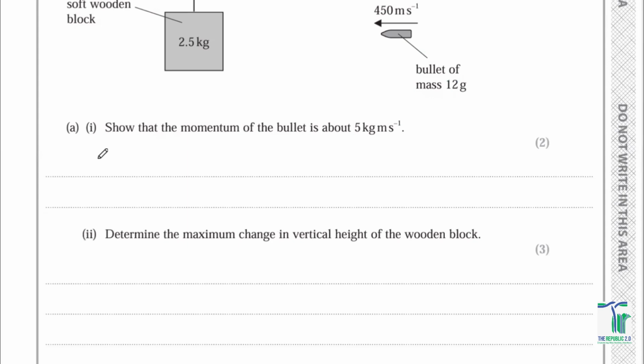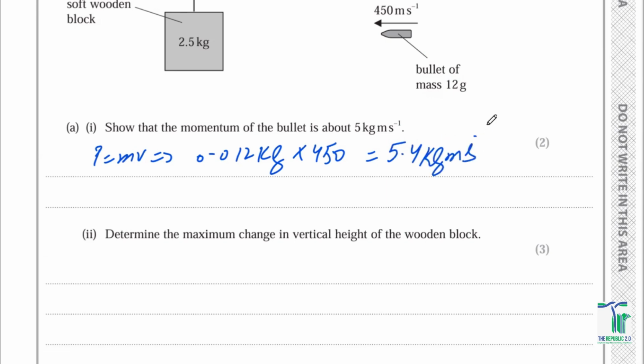So yeah, that's quite easy. p equals mv. You can see that your mass is 0.012 kilograms and your velocity is 450 meters per second. You're just going to multiply them. After multiplying them, you would simply have something about 5.4 kilogram meters per second, which is around 5.